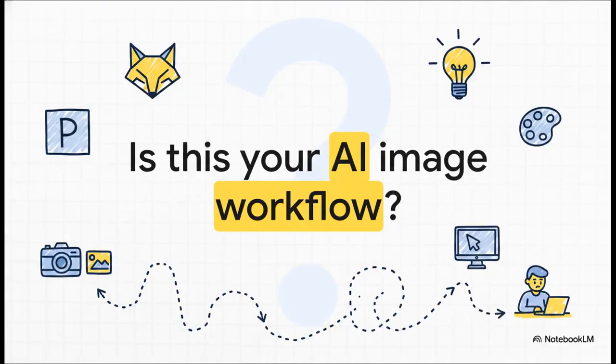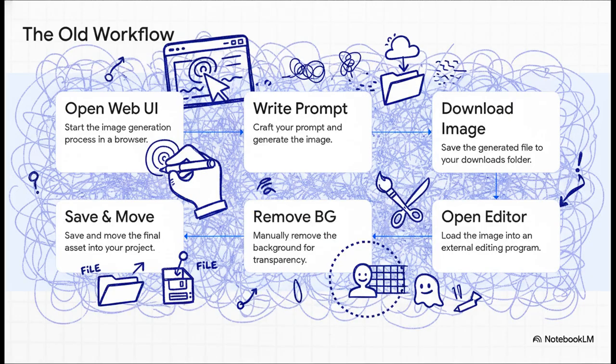So, if you're a developer, I'm going to bet this whole scenario feels painfully familiar. You need a quick asset for your project, right? A logo, an icon, whatever. You come up with a great prompt, but the actual process of getting that image from the AI into your project is, well, it's a whole thing. I mean, think about the steps. You're opening up a web UI, typing in your prompt, downloading the image, then you've got to open it up in an image editor, painstakingly remove the background, save it, find it in your downloads folder, and then finally move it into your project. It's so much context switching, and it just completely pulls you out of your flow.